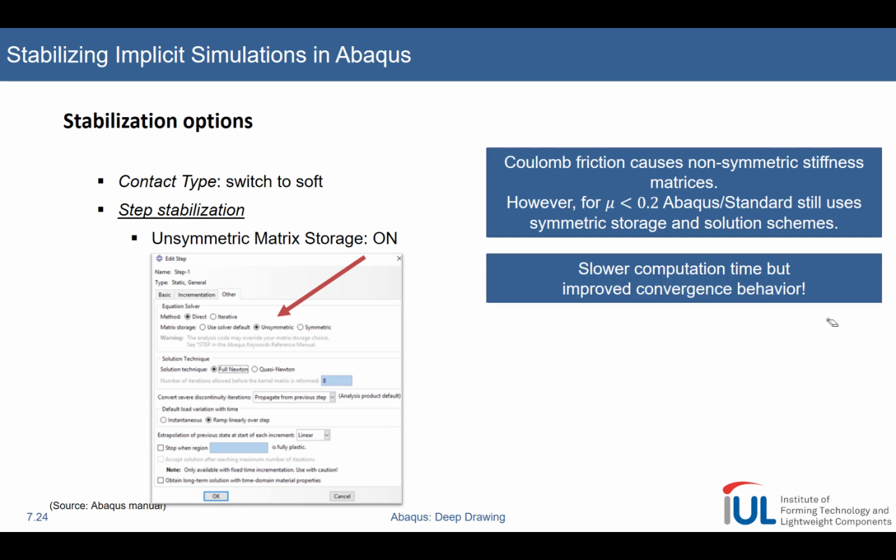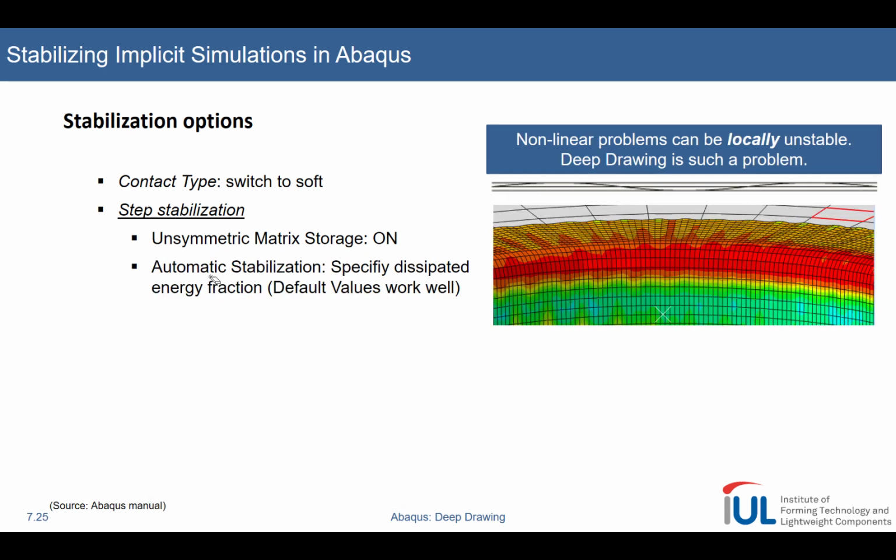However, the thing is that you might face convergence issues. So if you switch unsymmetric on, your computational time is larger, so your overall simulation takes longer. However, you will see improved convergence behavior due to a more accurate mathematical depiction of your problem. So there are fewer assumptions going into this, and this might help improve your situation. And you do it in your edit step module, where you just activate the unsymmetric matrix storage.